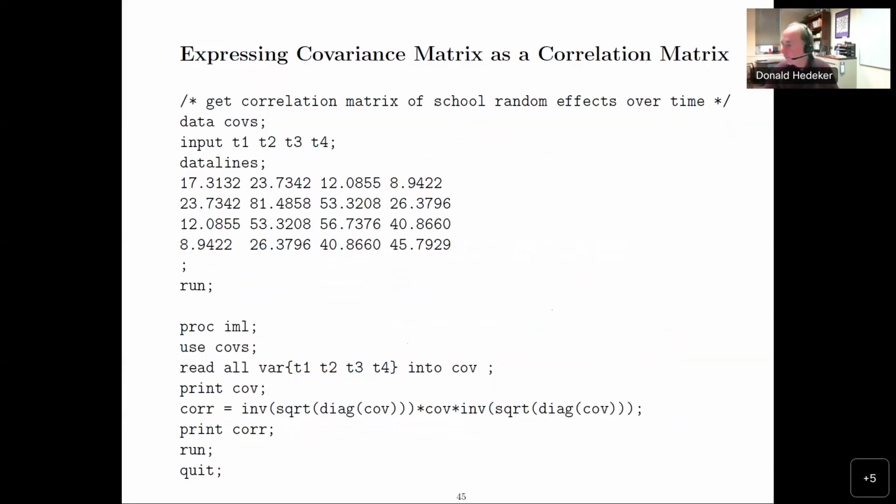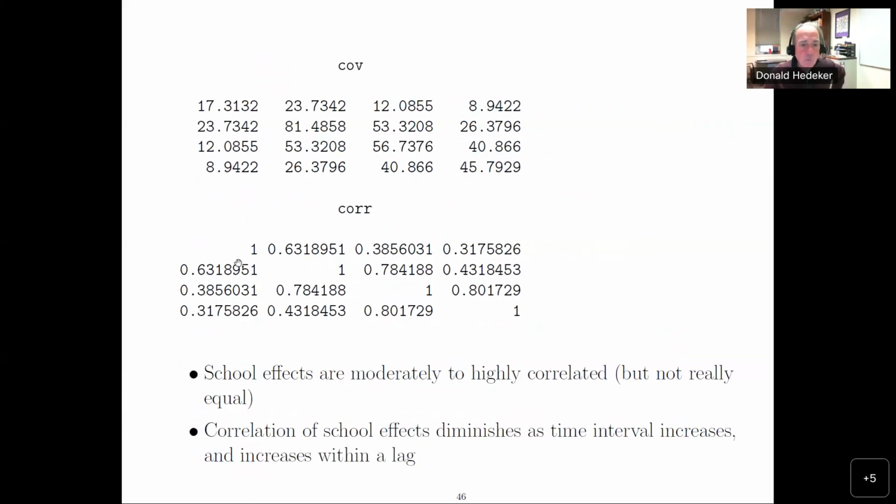Okay, so finally, here shows a little script using IML, showing how I can convert a covariance matrix to a correlation matrix. Since I want to get to the questions, I'm just inputting the covariance matrix here. And then here's the equation for converting a covariance to a correlation matrix, and then I print that out. And so here show the correlations.